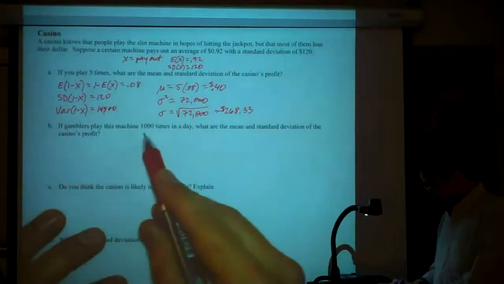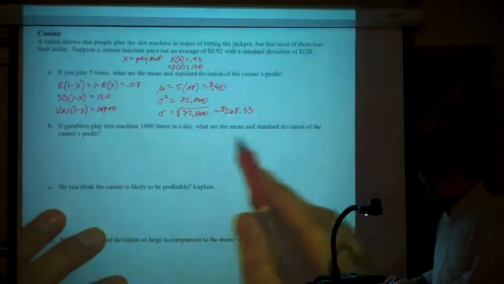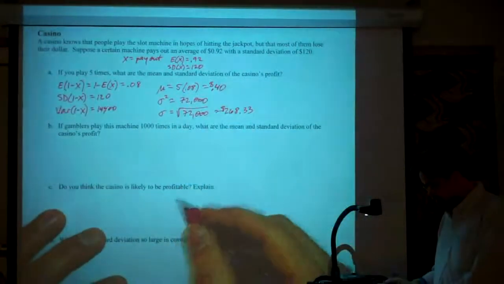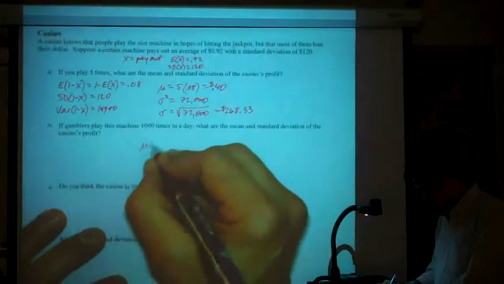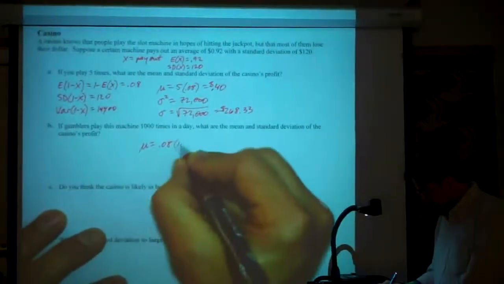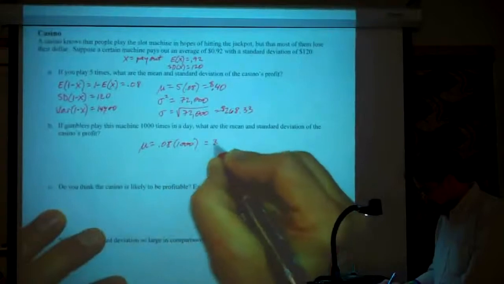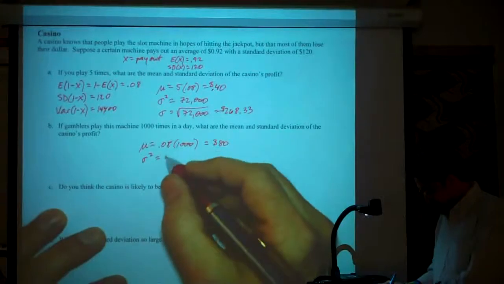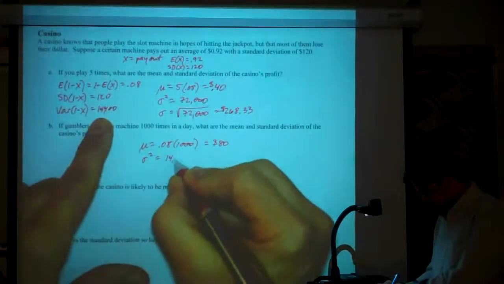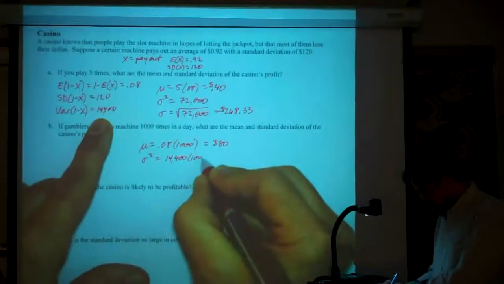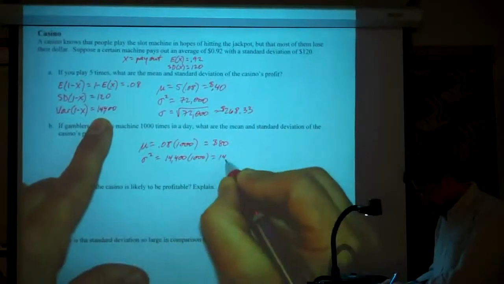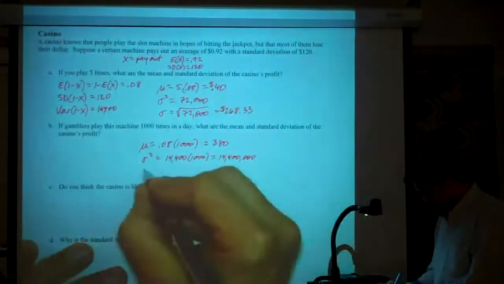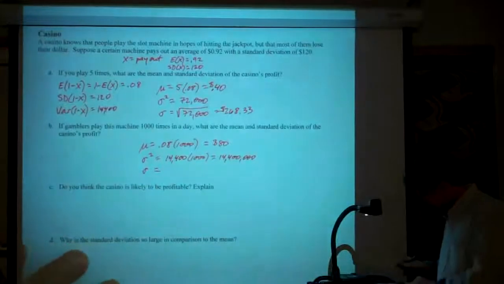So, if gamblers play this machine 1,000 times in a day, what are the mean and standard deviation of the casino's profit? We do the exact same thing, except instead of multiplying times 5, we multiply times 1,000. So the mean is going to be 0.08 times 1,000, which I believe comes out to 80. And the variance is going to be 14,400 times 1,000, which is 14,400,000.